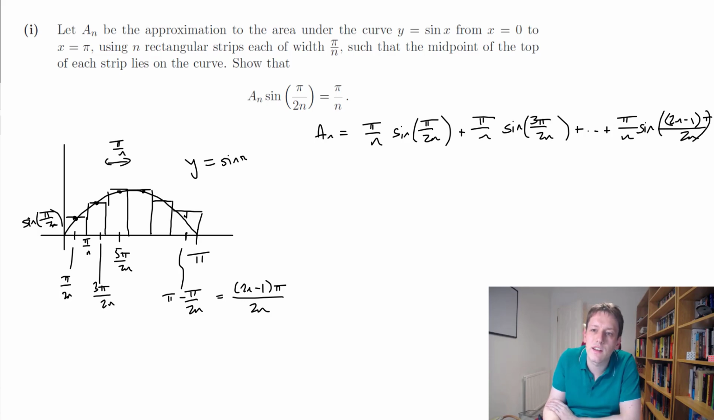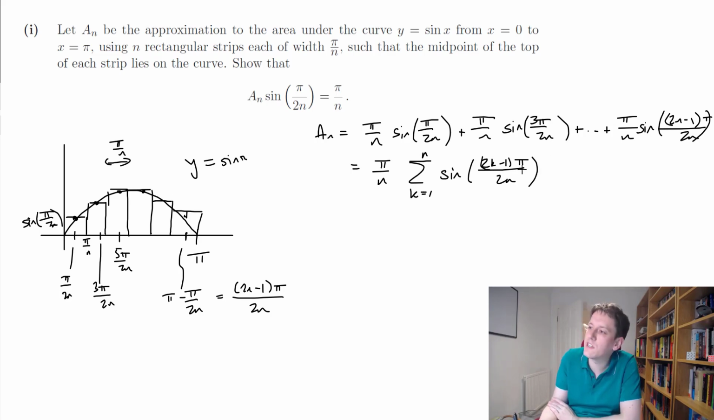I could write that a little bit more compactly using sigma notation. So that's π/n times the sum from k = 1 to n of sin((2k − 1)π/2n).